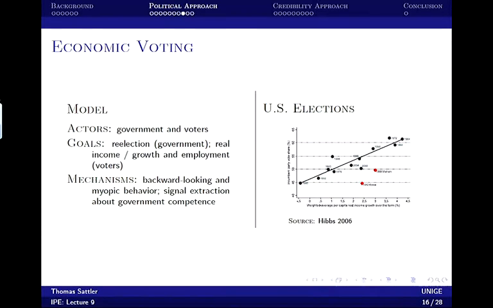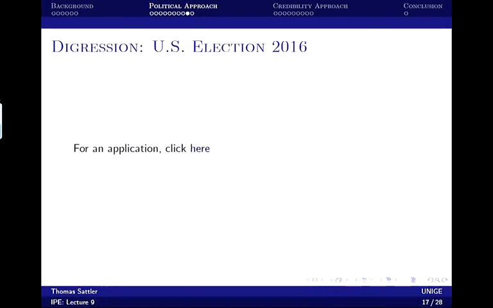Okay, again, the mechanism here is a bit unclear. If you just look backward, that's a bit bizarre, right? It means that you judge candidates based on past behavior, but you're selecting a president for the future. So backward behavior is not very sophisticated. But there is an argument that you can extract signals about government competence from these outcomes. You're uncertain about the competence of a policymaker, and you can reduce uncertainty by looking at past performance. That's going to be important when we look at elections and exchange rates in a moment.